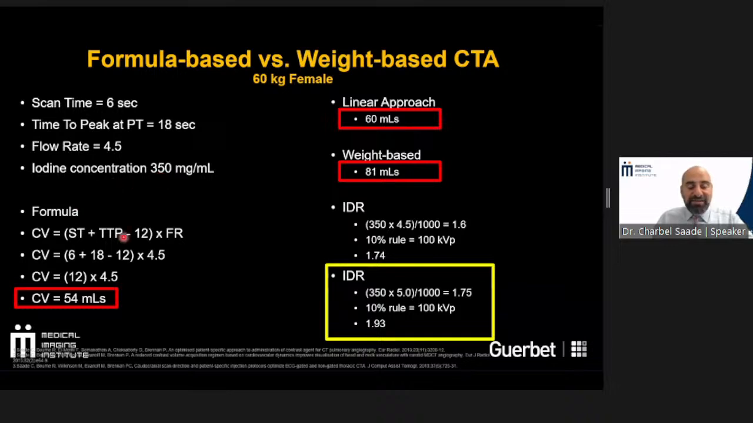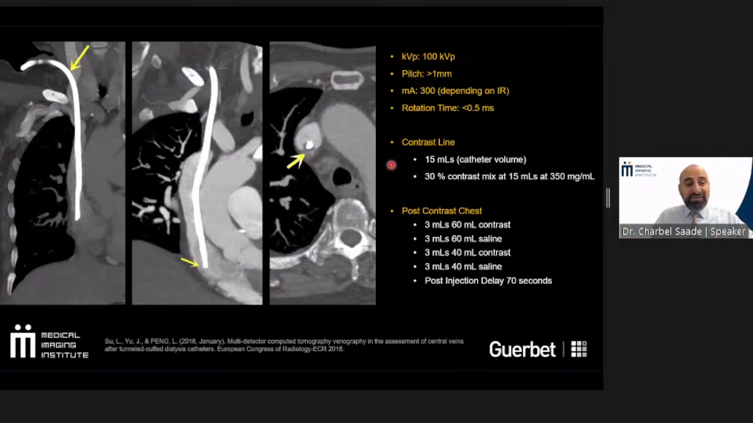And instead of minusing 6, you minus 12, you look at a volume of about 54 mils. And again, if you're using the same technique, and again, please refer to your local SNPC, for your linear approach is 60 mils and weight-based is 81 mils. Again, there's such a wide variation in dosage. But the important factor here is because we're injecting directly into the line, you don't need that extra contrast, you use that saline.